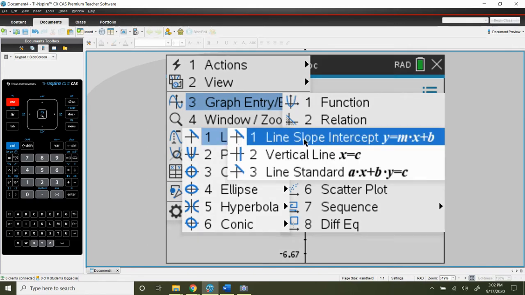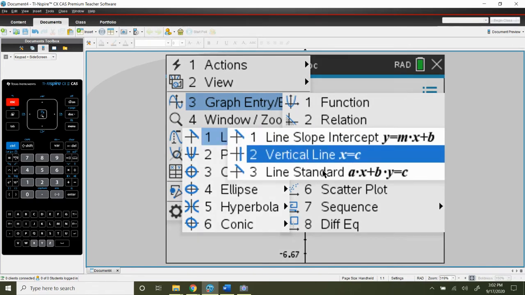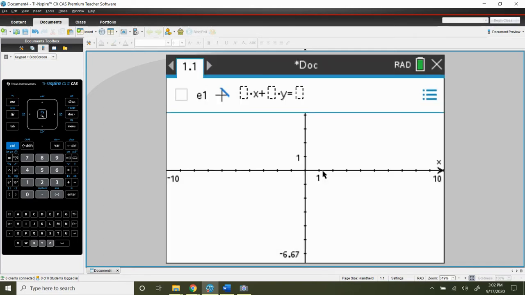Now, which one do we want? We want standard form. It also lets you graph a vertical line, which is kind of nice. That's not a function, so most calculators don't let you do that. Okay, so put it in standard form. And the nice thing is all you need to do is enter your coefficients. So you can do 4, tab, 2, tab, and 4.